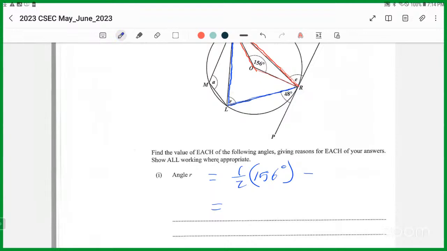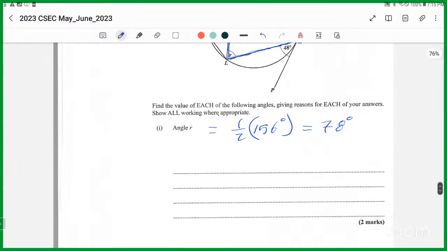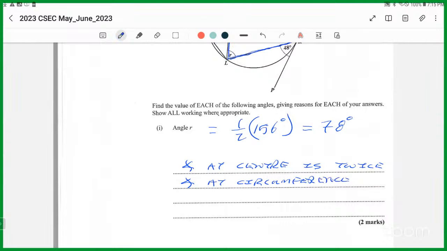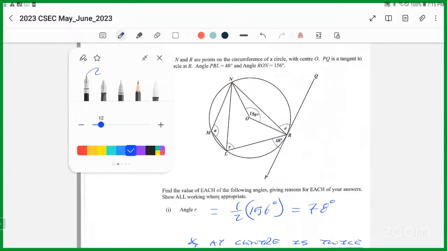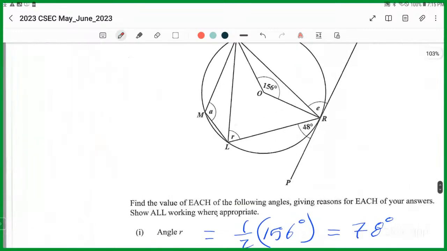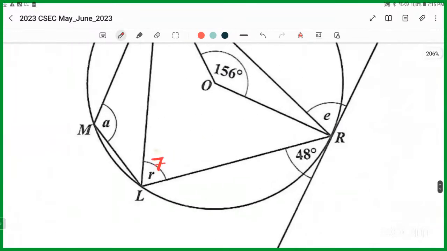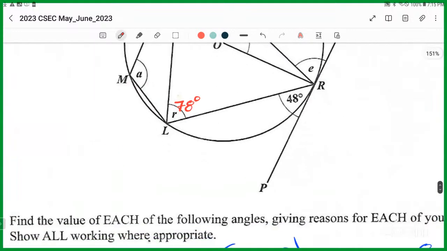What is that? How much? 78 degrees. Reason: angle at center is twice the angle at the circumference. Let's put down there 28 degrees. This angle is 78 degrees. Which one next?